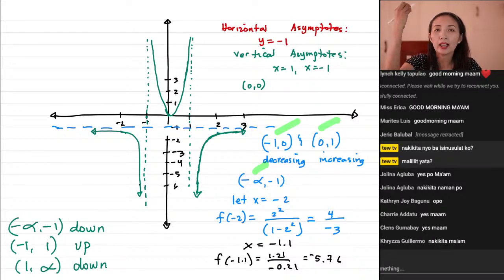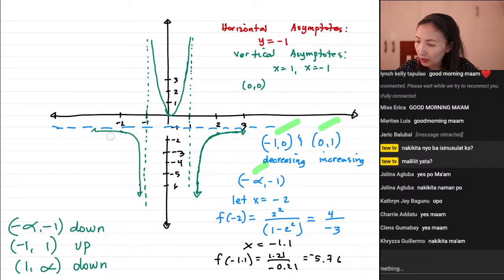That is when the degree of the numerator is equal to the degree of the denominator. Otherwise, you have to simplify the given. And the horizontal asymptote, how did we get the horizontal asymptote? Evaluate the limit of the function at infinity. And then test for points to the left and to the right or within your critical values or critical numbers. Okay, so this is how to sketch the graph of a rational function.